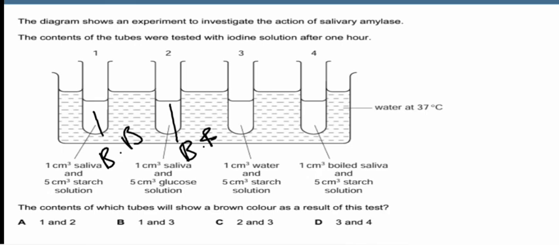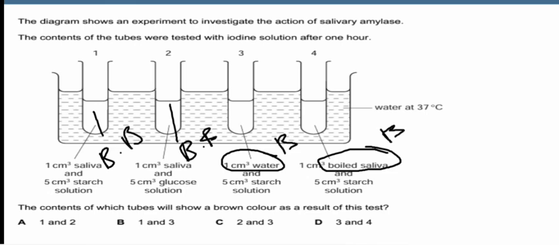Then when it comes to test tube number 3, we are having 1 cubic centimeter of water. So here we don't have an enzyme, meaning we need to have the color, which is brown. That's brown. Then as for test tube number 4, we have 1 cubic centimeter of boiled saliva. Meaning here, when we boil the saliva, the salivary amylase, which is an enzyme, is going to undergo denaturation. Therefore, it is not going to catalyze the breakdown of the starch. So even here, we are going to have the brown color. So meaning the answer here is going to be what?